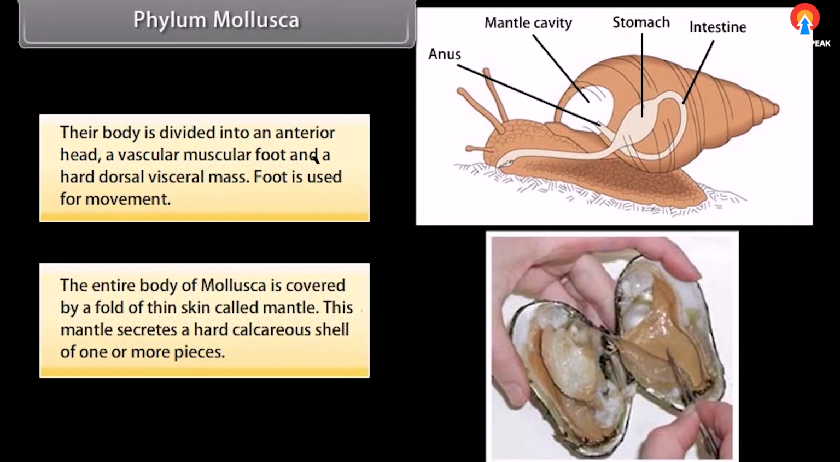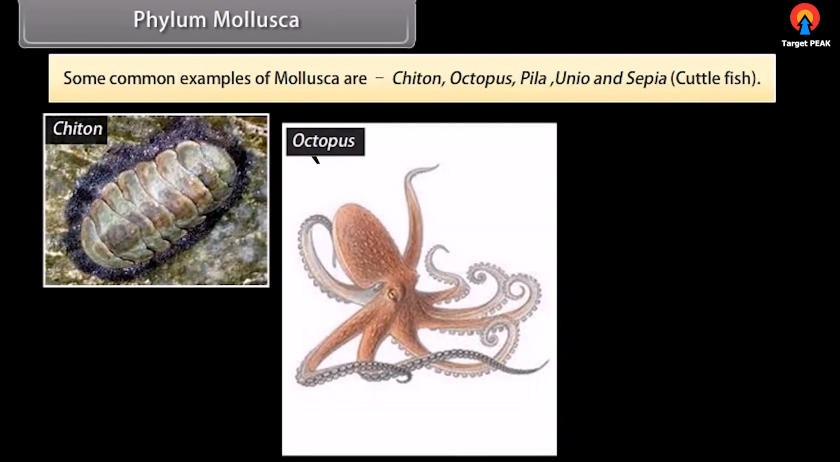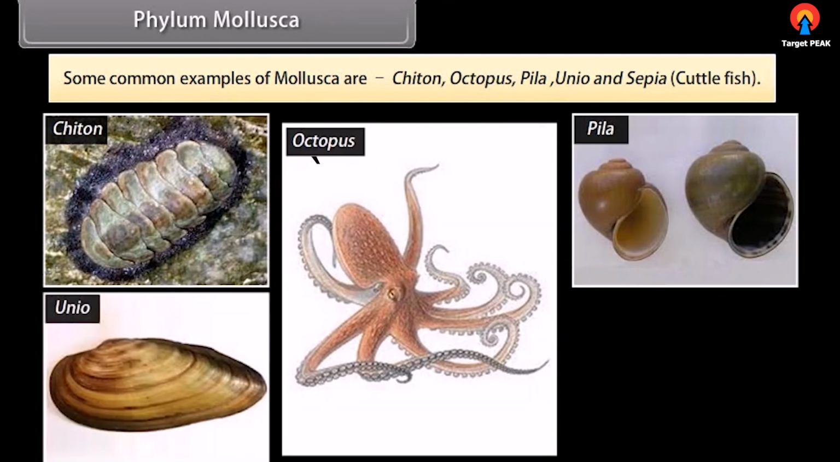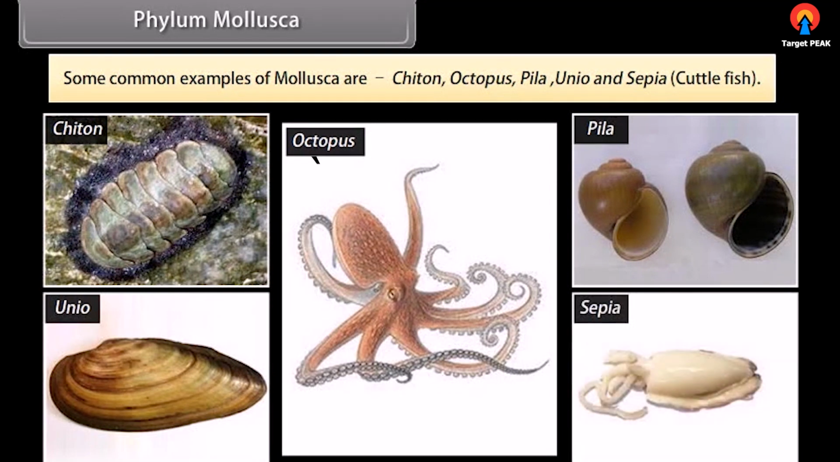The entire body of mollusca is covered by a fold of thin skin called the mantle. This mantle secretes a hard calcareous shell of one or more pieces. Some common examples of mollusca are chiton, octopus, Pila, Unio, and Sepia, cuttlefish.